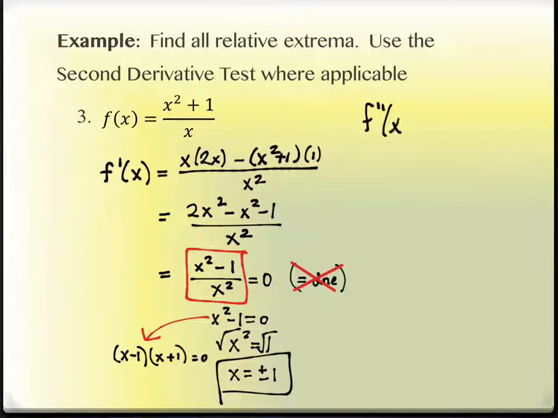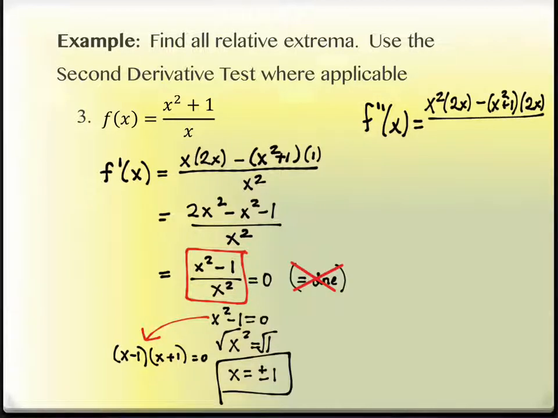And that one will be another quotient rule, right? So I have the denominator, x squared, times the derivative of the numerator. So what's the derivative of that numerator? 2x. And I have minus the numerator, which is x squared plus 1, times the derivative of the denominator. What's the derivative of the denominator? 2x. I'm running out of space. Let me make this just a little smaller.